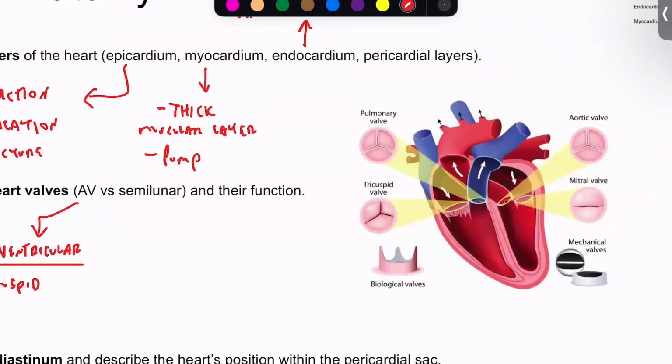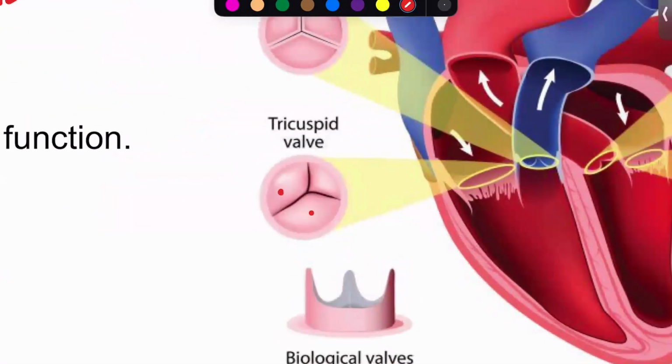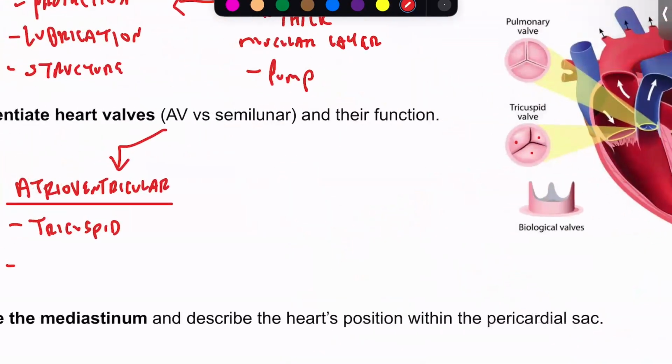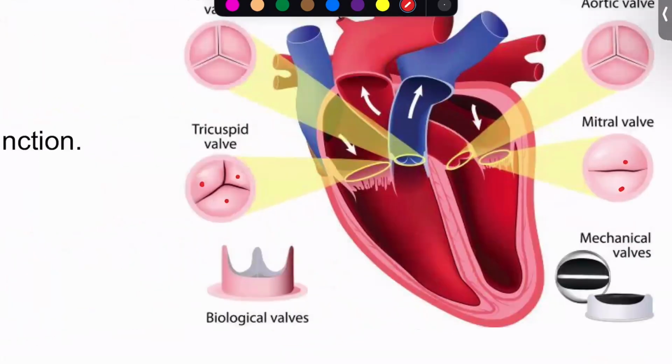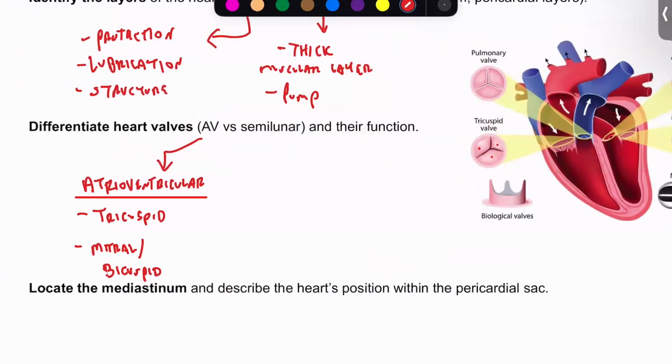It's called tricuspid because we've got 3 leaflets. And then the other one is the mitral or bicuspid valve. It's called that because we have 2 leaflets. All right, then we've got our semilunar valves.